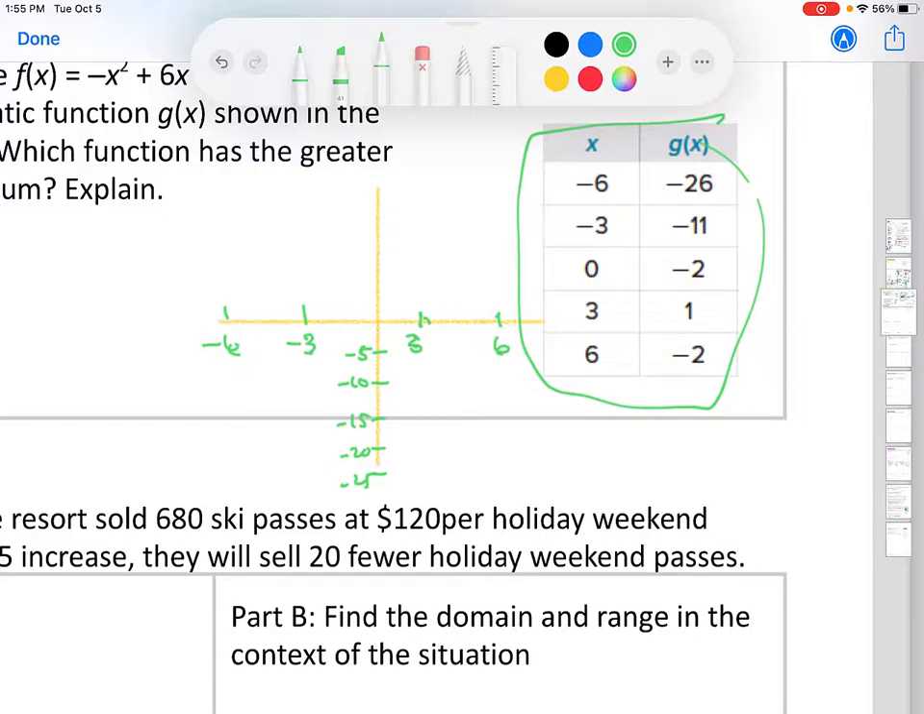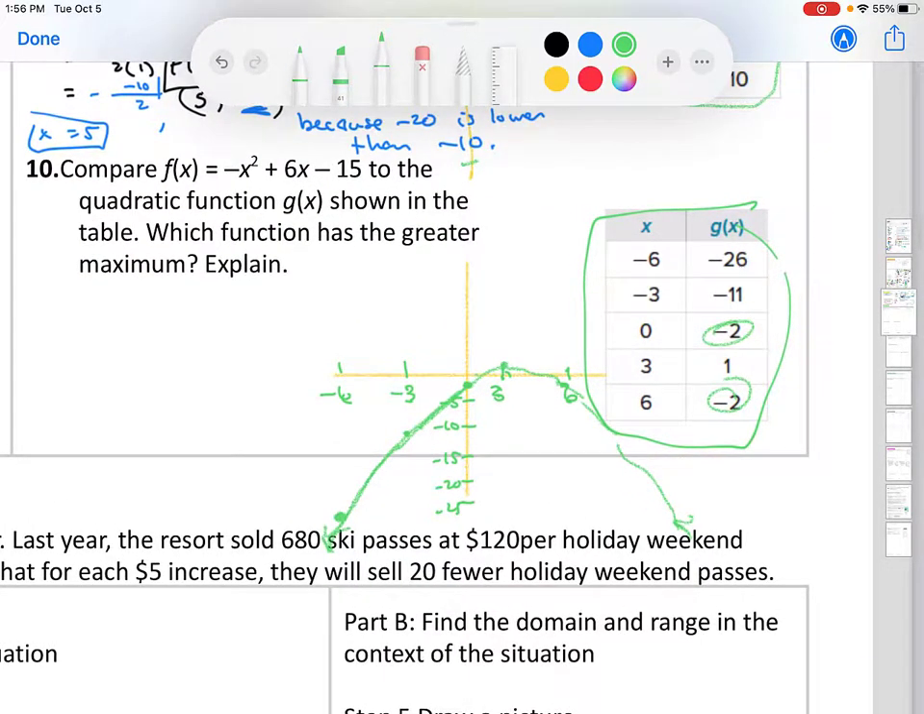Negative 6 down negative 26. Negative 3, negative 11. 0, negative 2. Right 3 up 1. And right 6 down negative 2. And notice those values are the same. That's why I have it kind of at the same point there. And then our graph is going to look like that. And then I can do the same thing for the problem we just did.